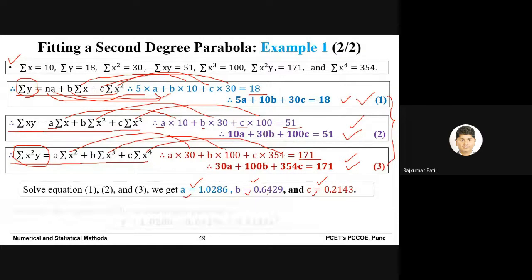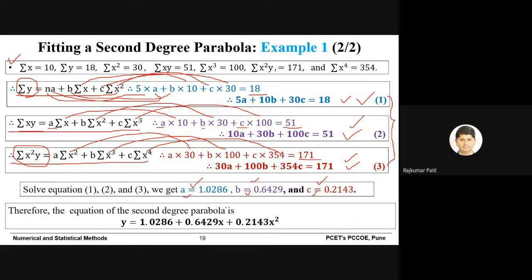Then we need to put back the values of a, b, and c in the second degree parabolic equation, that is y is equal to a plus bx plus cx square, where a is 1.0286, b is 0.6429, and c is 0.2143.